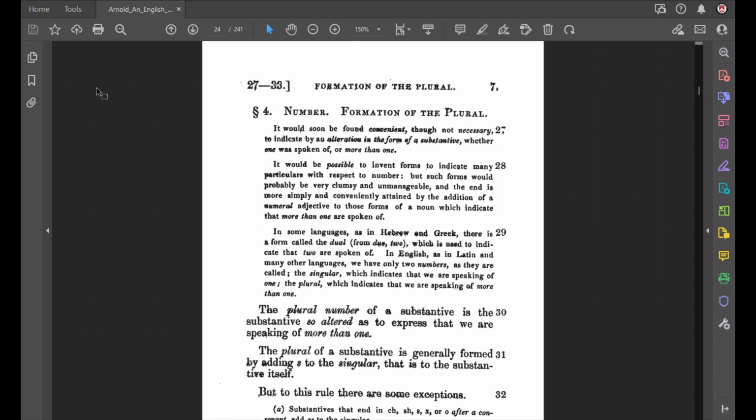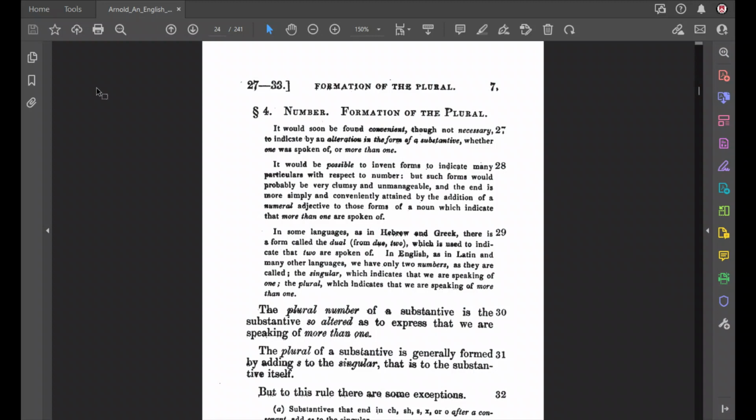We said it's just convenient, right? It's just helpful. It's not necessary. So if we had a system to show number that was actually a pain in the neck, it would defeat the whole point because it was supposed to be convenient, right?